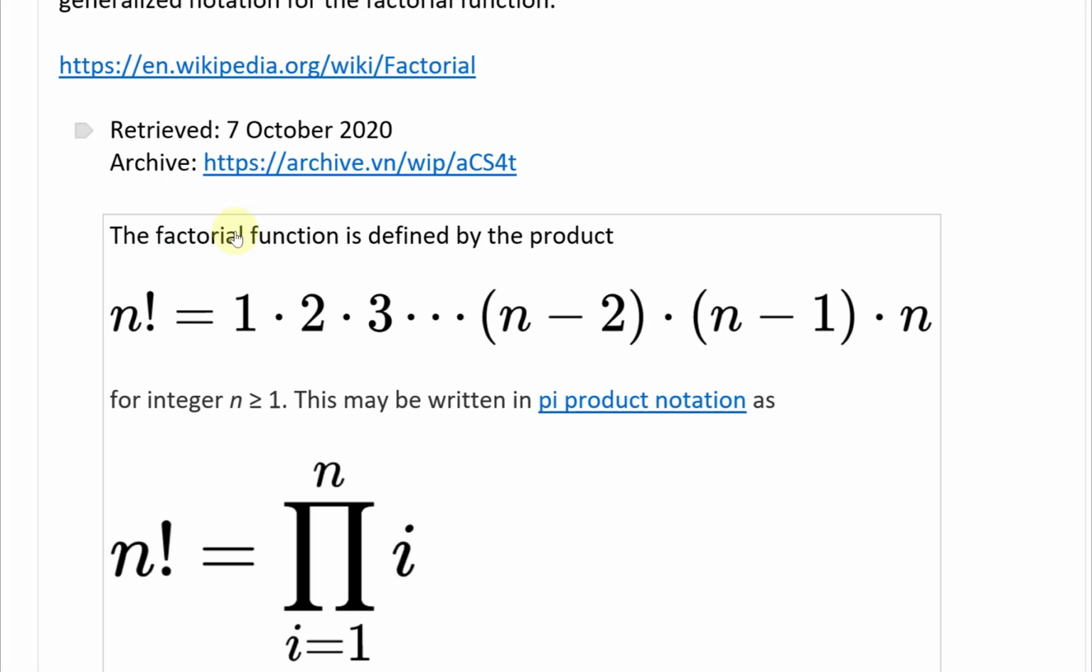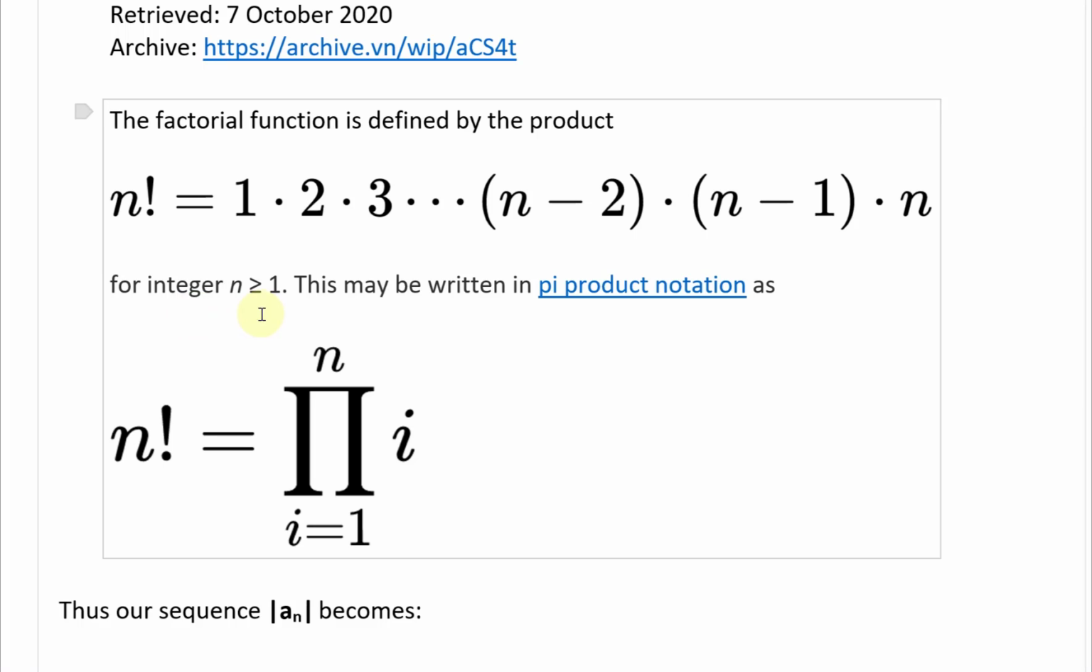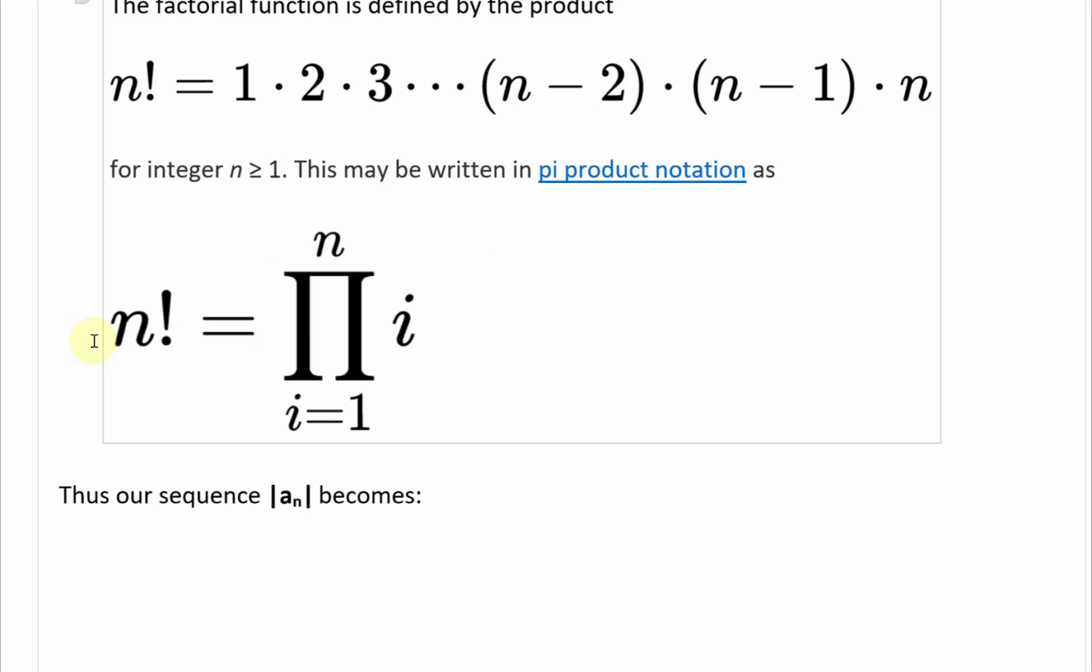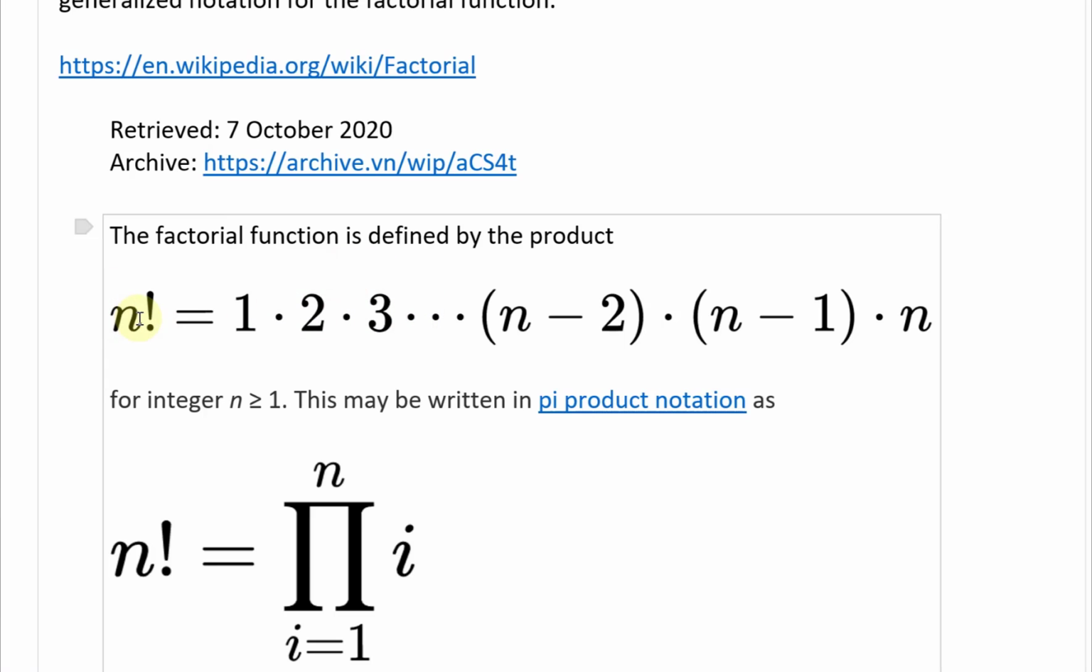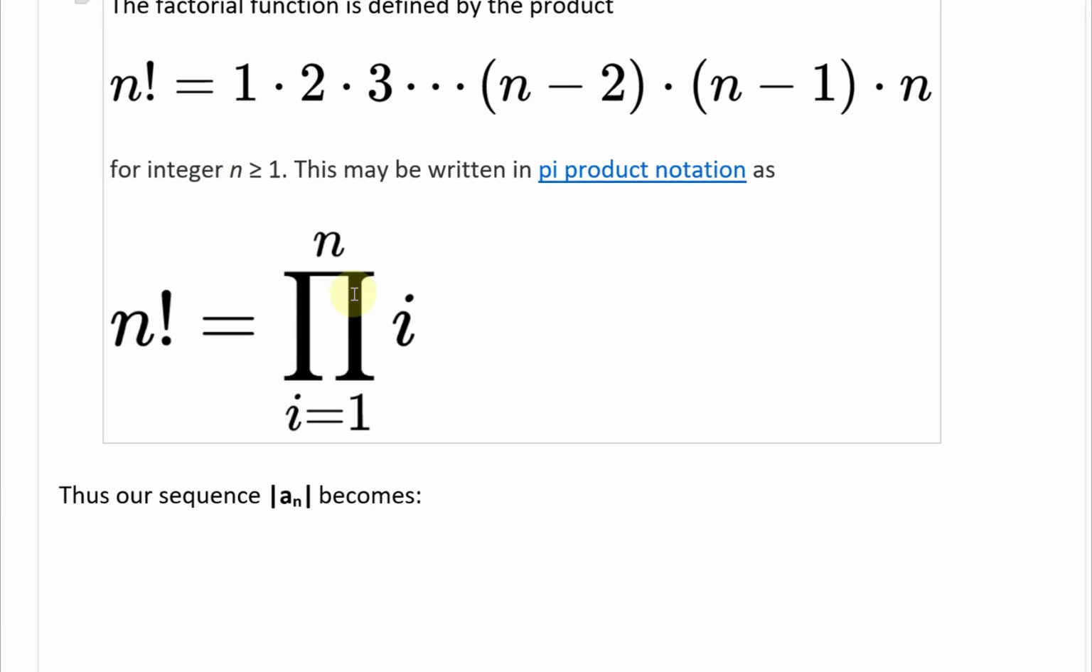So the factorial function, from Wikipedia, is defined by the product n factorial, n exclamation point: 1 times 2 times 3 times 4 all the way until n minus 2, n minus 1, all the way to n, for integer n greater than or equal to 1. This may be written in pi product notation as n factorial equals the giant pi symbol from i equals 1 to n of i. You can write it like this, especially when you're not dealing with integers. This is for integers, but this is more general.